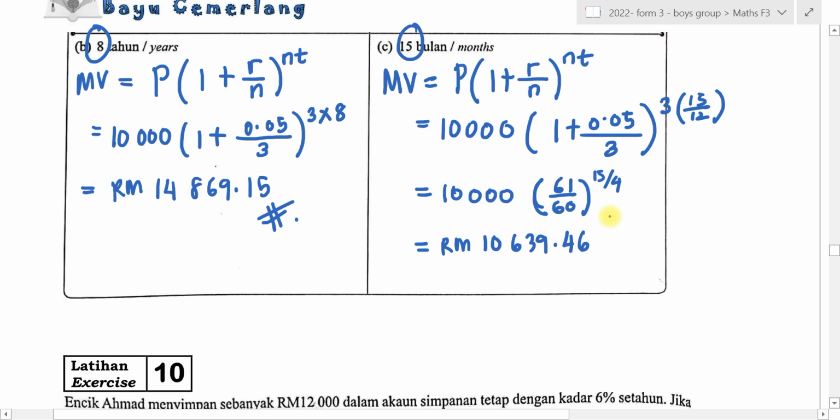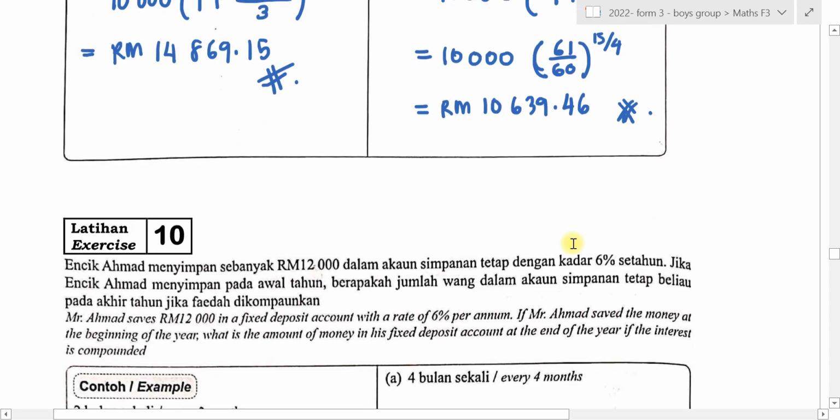10,000, 61 over 60, 15 over. Okay, yeah, I'm getting the same. Yeah, 4 6, correct. Everyone getting the same? Okay, good, good, done. Right, next.